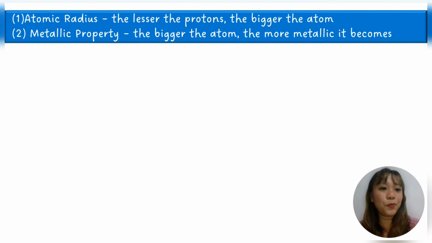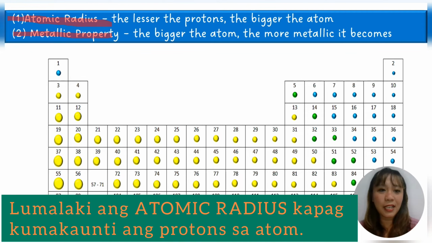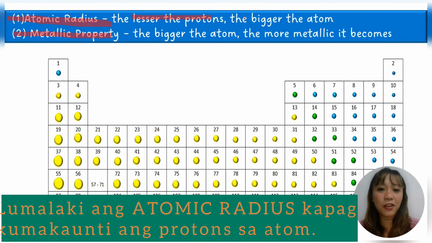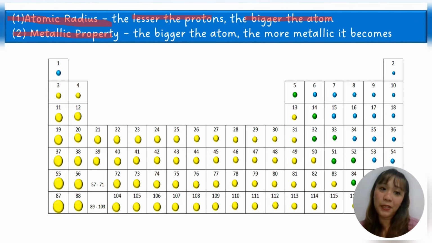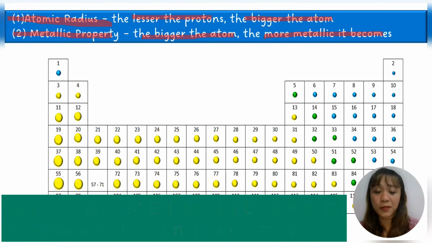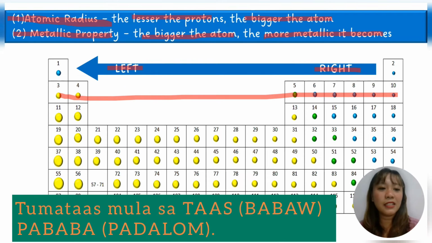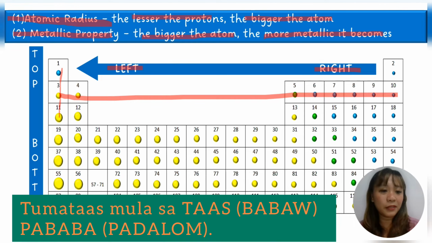The first two periodic trends that we are going to discuss are atomic radius and metallic property. Remember that for atomic radius, the lesser the protons, the bigger the atom. And for metallic property, the bigger the atom becomes, the more metallic it also becomes. These two periodic trends move across the periodic table from right to left and from top to bottom down a group.